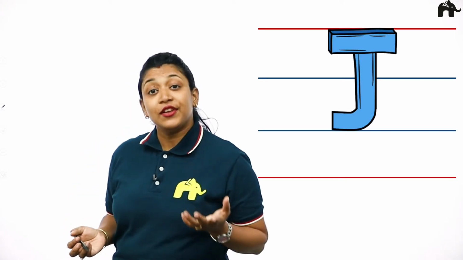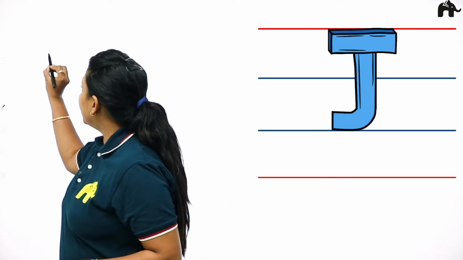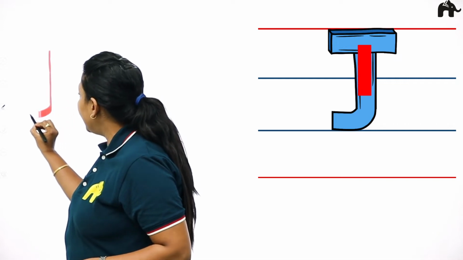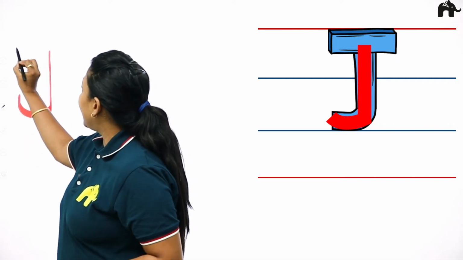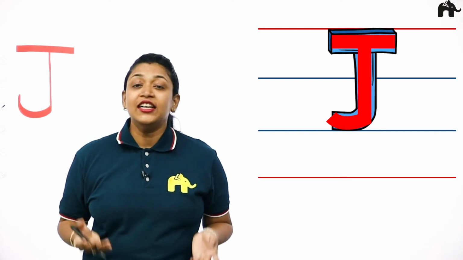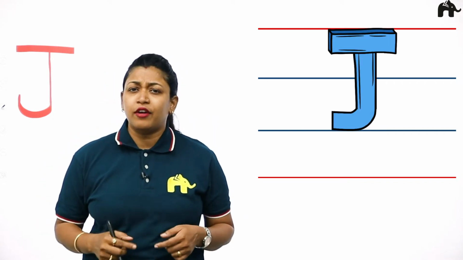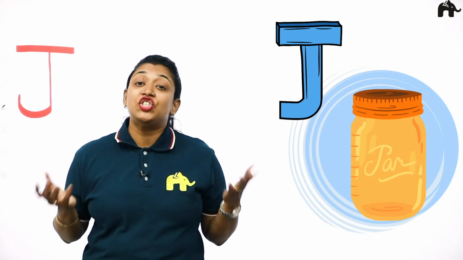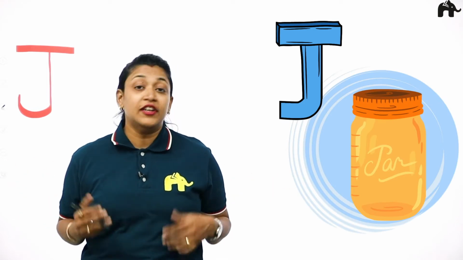I ke baad kaun sa alphabet aata hai? Letter J. So let's write, children. Draw a standing line, then a curve line, and then a sleeping line. To kya banaye? Letter J. And the sound of letter J is J. Say J. J for jar or J for jug.